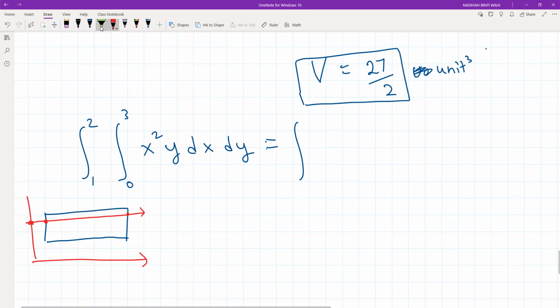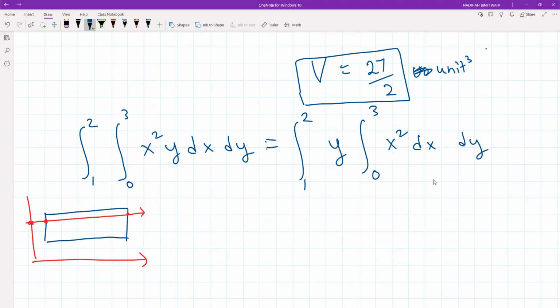Okay, let's see this example. So start from 1 to 2. So y is now a constant. You can take it out. Integral of y from 0 to 3 of x squared dx dy. And then you work on this separate problem. You work on the integral from 0 to 3 of x squared dx.